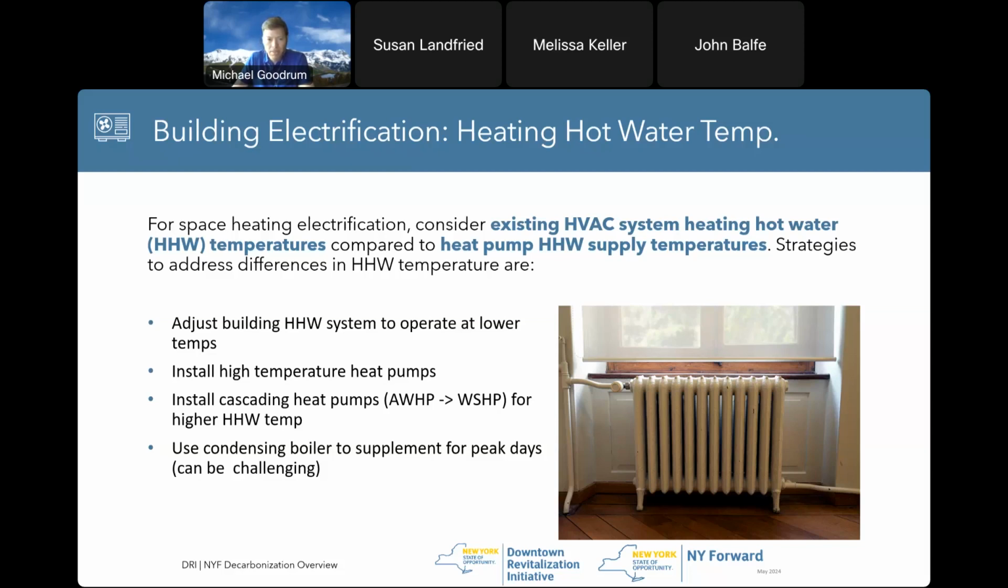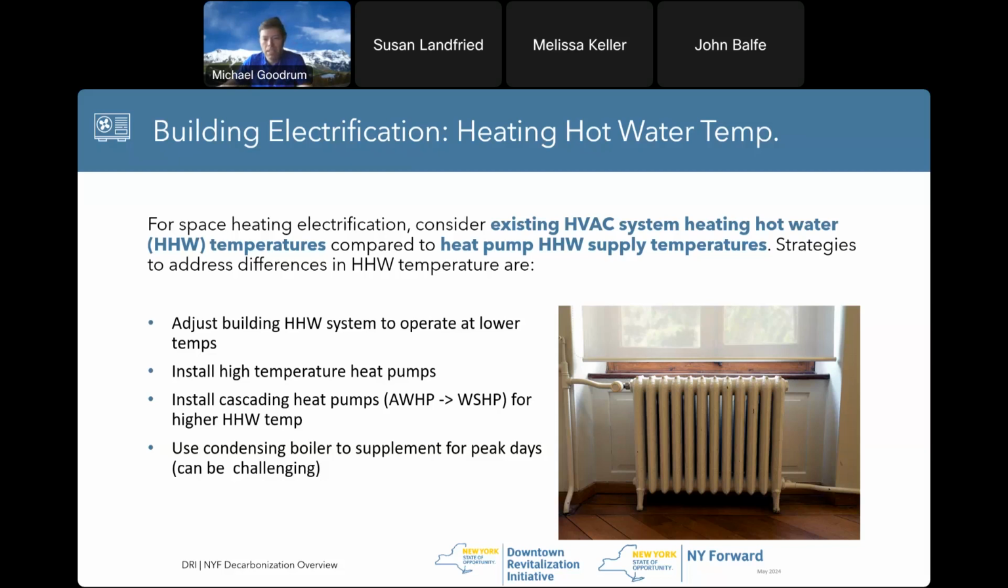And so there are a variety of different strategies. I've noted some here. You can look at ways to adjust the system to operate with lower temperatures, which can even mean putting in new coils, stuff like that. They do make high temperature heat pumps now. They cost more than a conventional one, but they do exist. Or there are some other ways to combine heat pumps together in a cascading system, they call it, to get a higher temperature out, or even just adding in fossil fuel boilers as a supplement for peak days, things like that. But it's an important consideration.